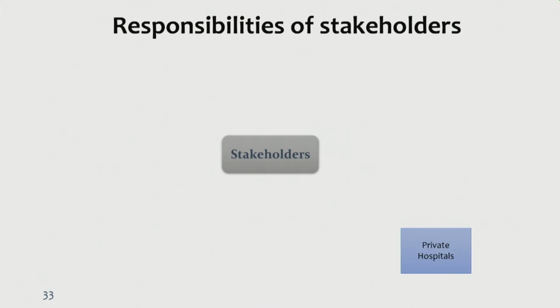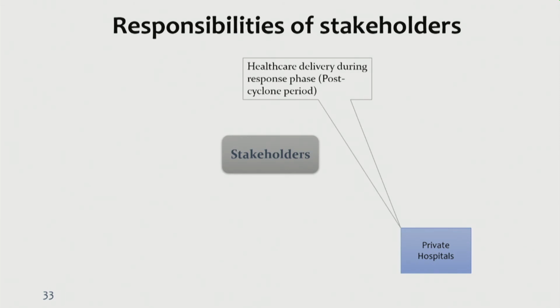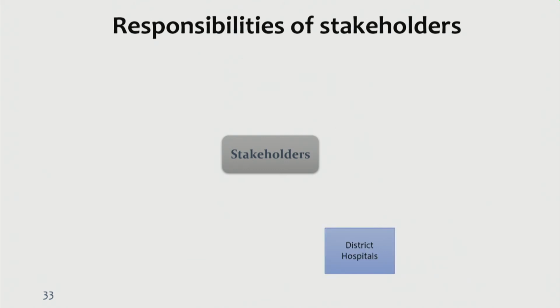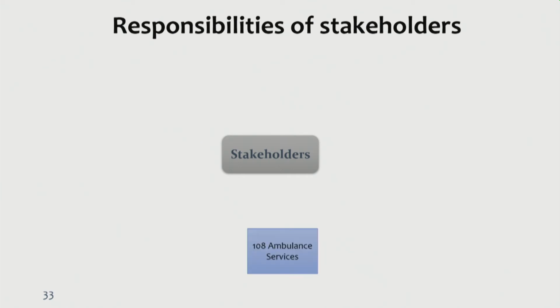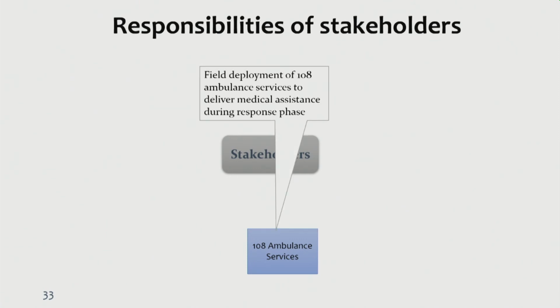Next is the role of private hospitals. The main role of private hospitals is to provide healthcare delivery during the response phase. Next is the district hospital. The district hospital should focus on providing mental health care services during the recovery phase. The role of 108 ambulance services is to provide field deployment services and to deliver medical assistance. They are very much needed in the response phase of the post-cyclone period. Training 108 ambulance services personnel in disaster-prone districts to attend to minor ailments in post-cyclone settings is very important.